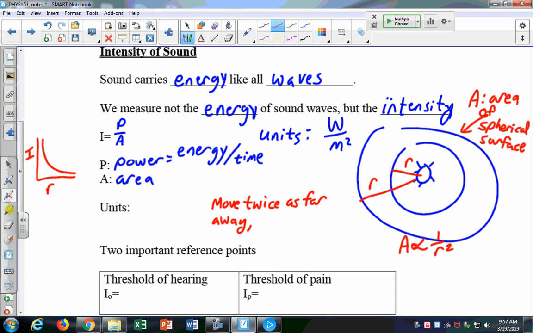So for example, if I move twice as far away, what happens to the intensity? It's going to decrease, but by what amount will it decrease? By a factor of what? 1/4, right? It'll be 4 times smaller. So the intensity will be 1/4 what it was originally.